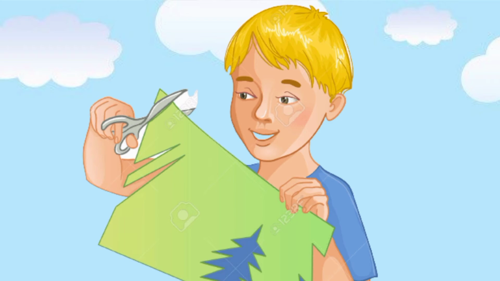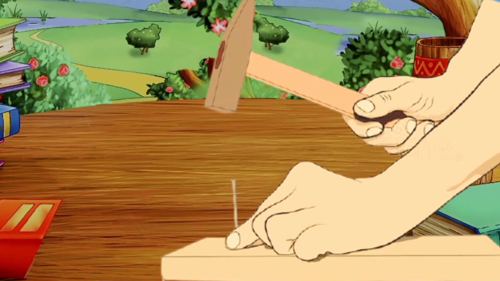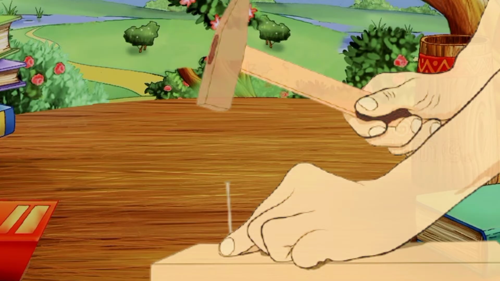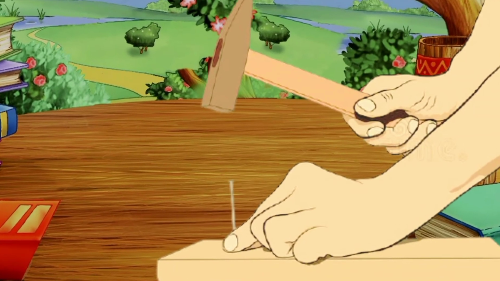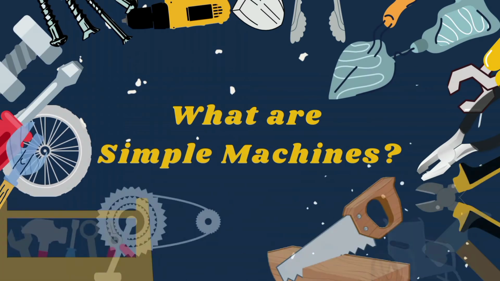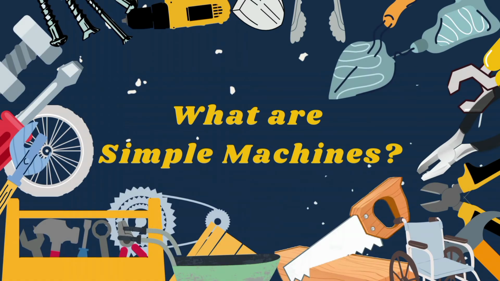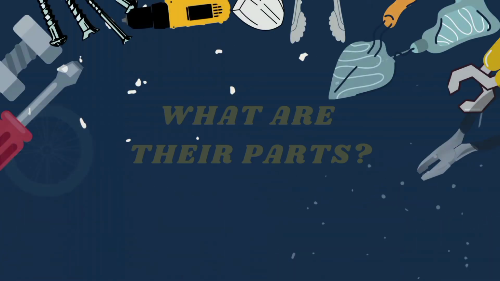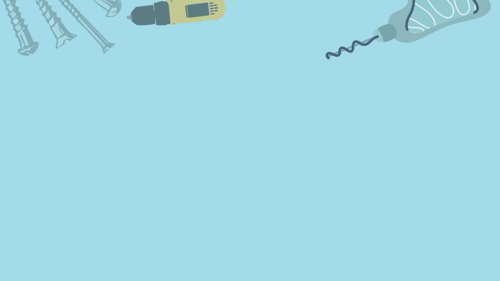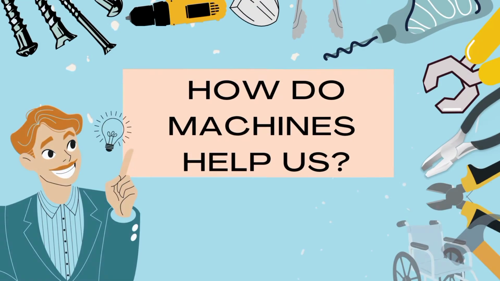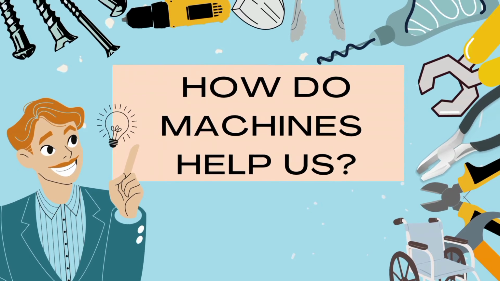You can cut a paper perfectly using a pair of scissors. You can easily join two wooden planks using a hammer and nails. Scissors and hammer and nails are examples of simple machines. What are simple machines? What are their parts? How do machines actually help us? Those are the questions that we're going to answer.